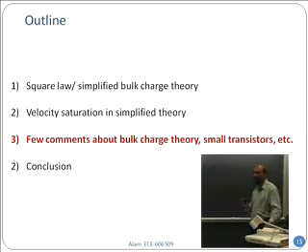Remember, we are talking about simplified bulk charge theory. The whole bulk charge theory looked horrendous, very complicated. I still want you to understand this a little bit, but this is not something I would really place a lot of emphasis on, because this is not something that is used widely anymore.